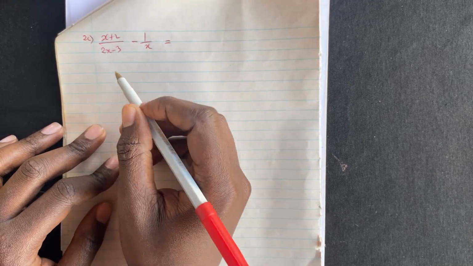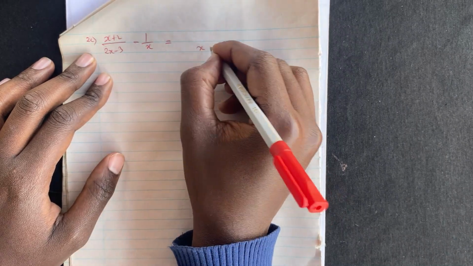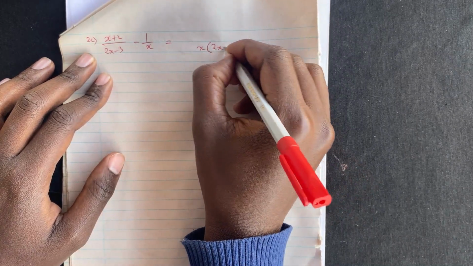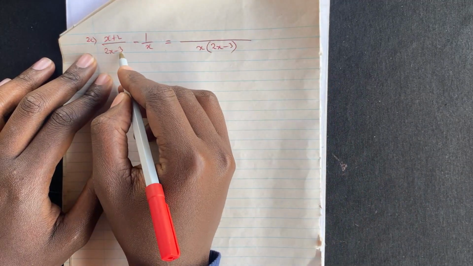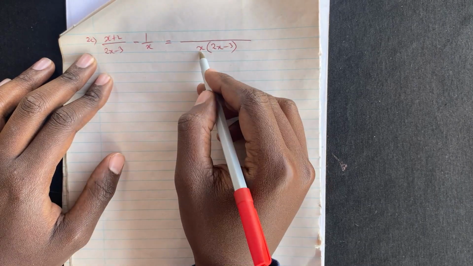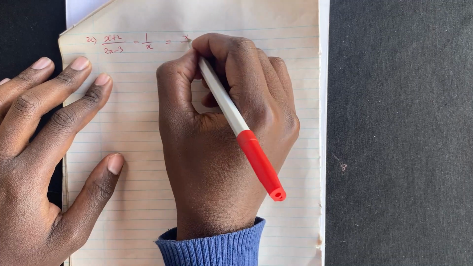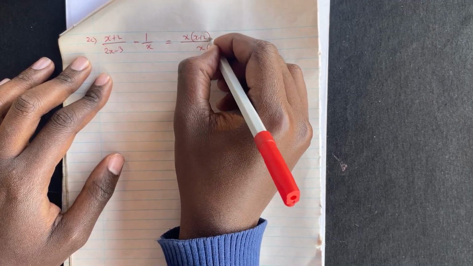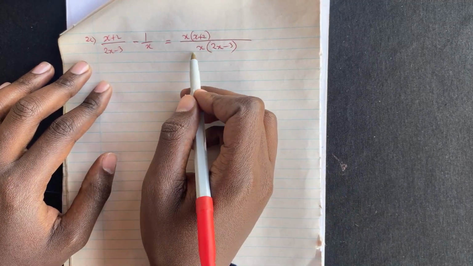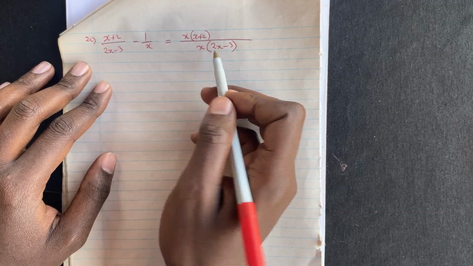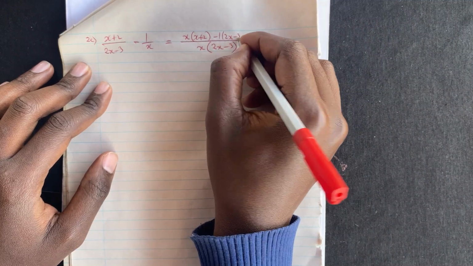So here our common denominator, we're going to multiply this 2x minus 3 multiplied by x. So it becomes x multiplied by 2x minus 3. And then we're going to say 2x minus 3 into x multiplied by 2x minus 3, so we are going to be left with x. So it becomes x multiplied by x plus 2. And we're going to say x into this, we are going to remain with 2x minus 3. And we're going to say minus 1 multiplied by 2x minus 3.